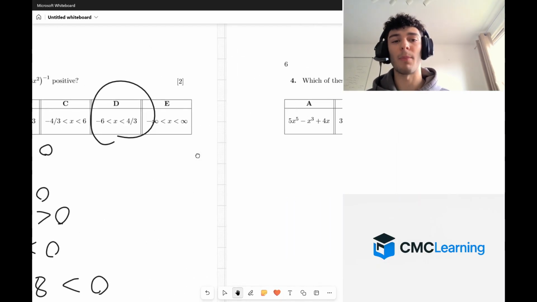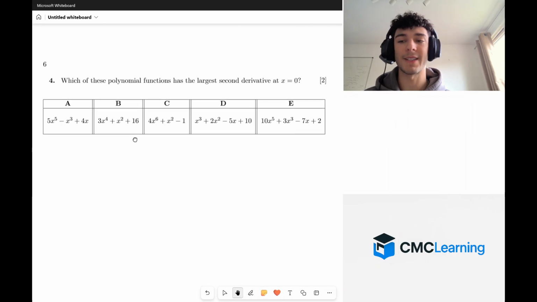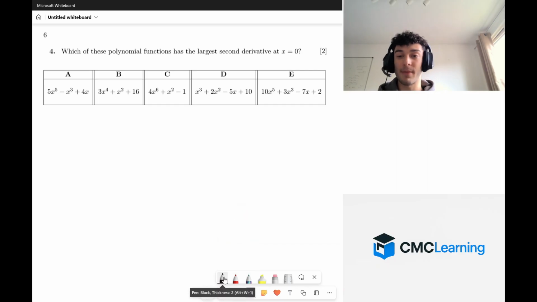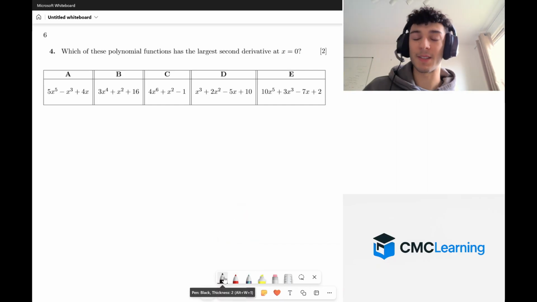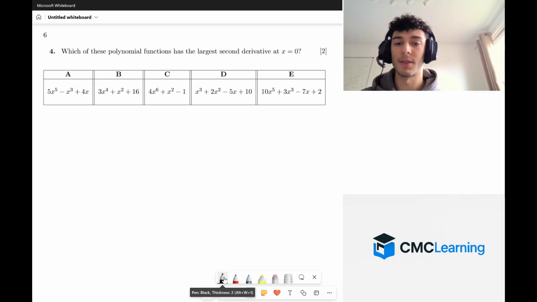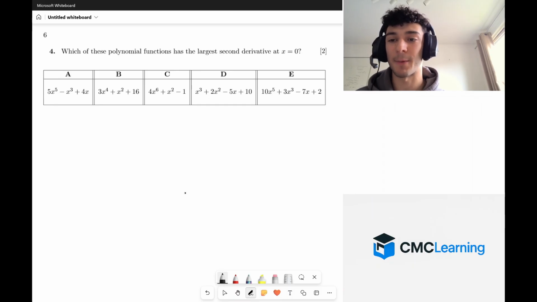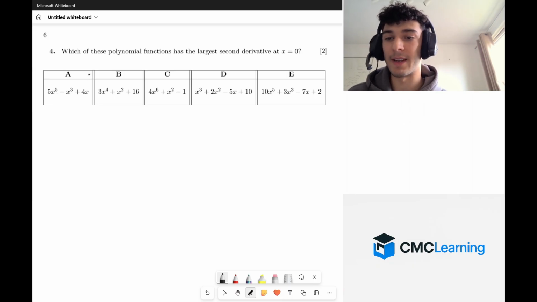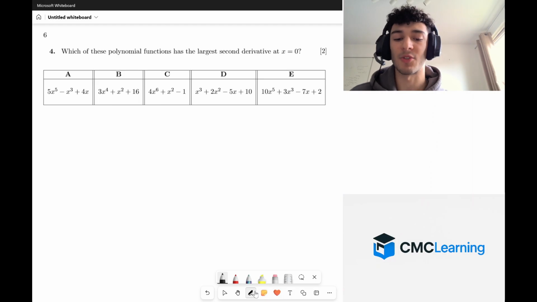And on the very same paper, just 2 questions later, we have another mathematical question. Again, for 2 marks, they really want you to think quickly, or use methods that are maybe unorthodox but get you the answer the correct way. They want us to say which of these polynomial functions has the largest second derivative at x equal to 0. They've given us a litany of functions over here. We have powers of 5, 3, 4, 2, 1, 6 even, a string of powers in this case.